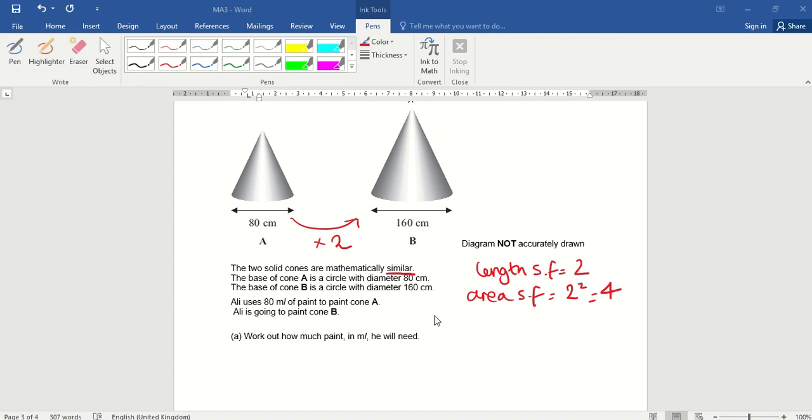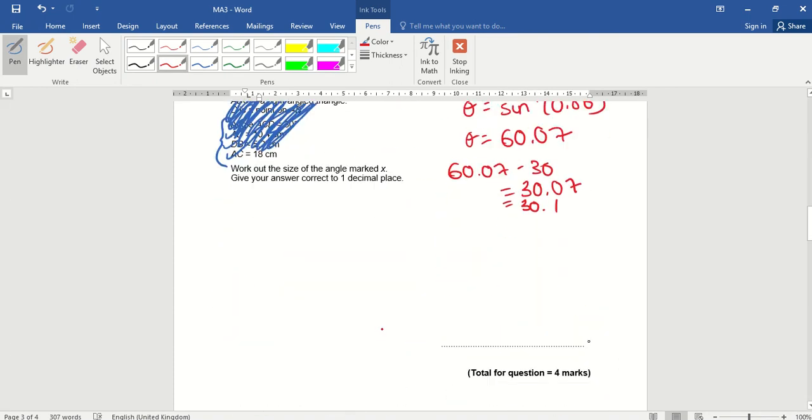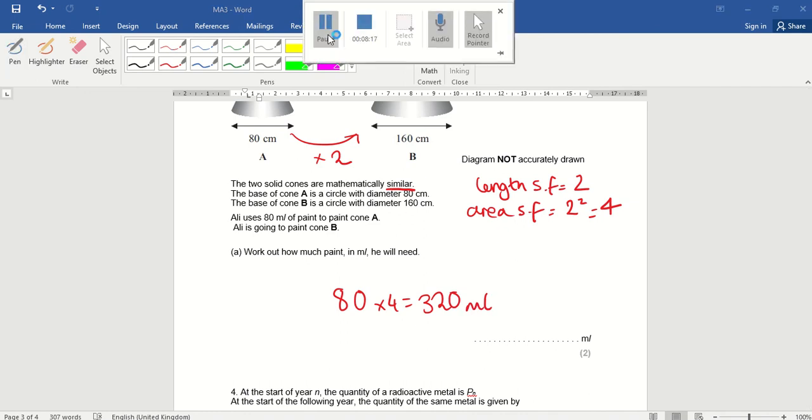So the area scale factor is 4, so 80 times 4. So 80 times 4 is 320 millilitres. So he needs 320 millilitres of paint.